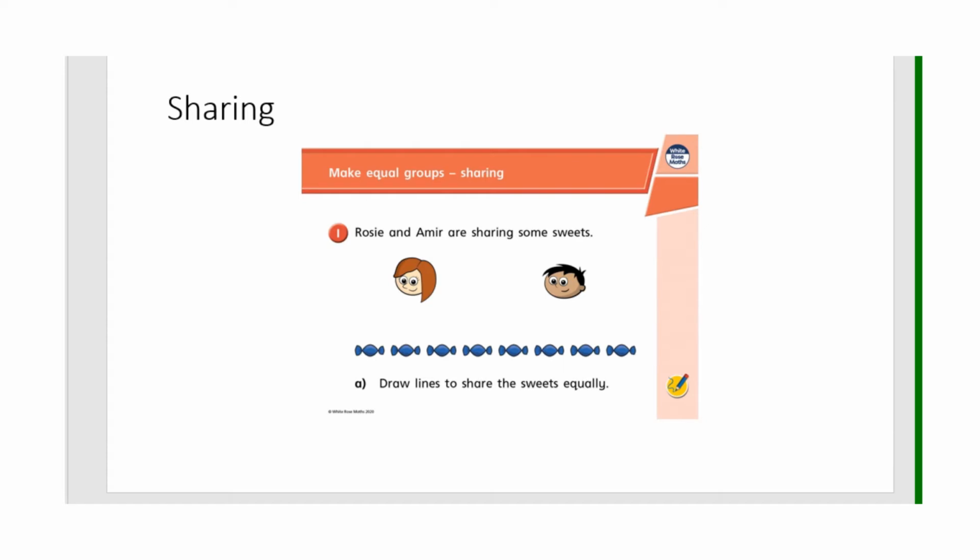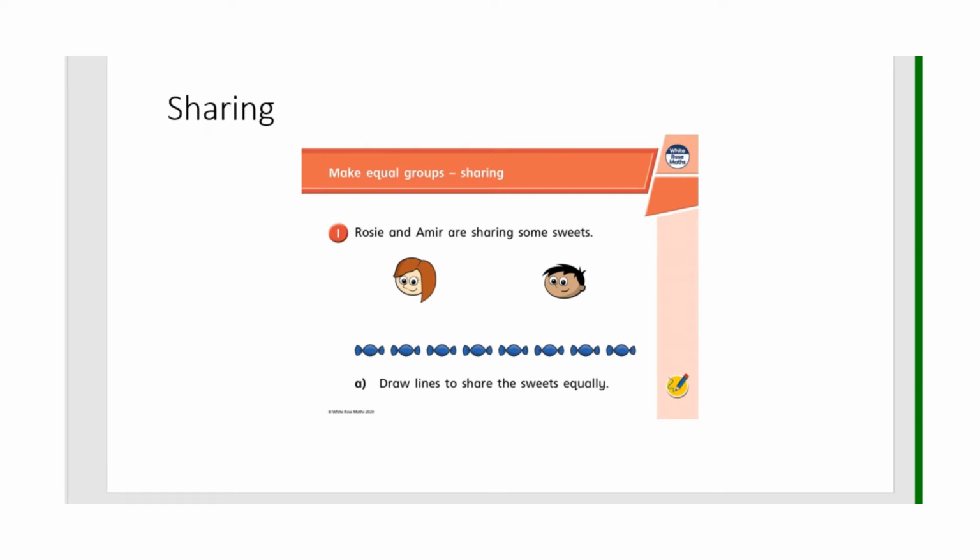So making equal groups. We had a look at that, didn't we? We looked at equal and unequal, and we know for equal, there has to be the same. Here we've got two children, Rosie and Amir, and they are sharing some sweets. I've counted 1, 2, 3, 4, 5, 6, 7, 8. So I can get 8 sweets. Your sweets could be pasta shapes, Lego pieces, or counters. Whatever you want, let's get 8 sweets, okay?